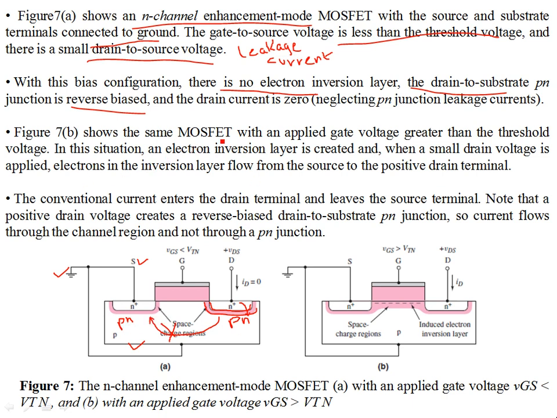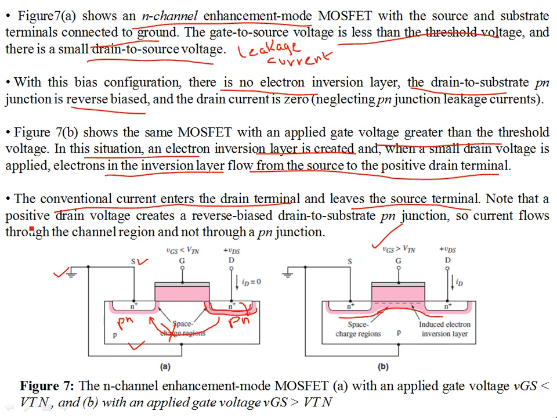So 7b shows the same MOSFET with an applied gate voltage which is greater than the threshold voltage. In this situation, an electron inversion layer is created. So if this condition is satisfied, you have the channel over here, and this channel is responsible for the conduction, the flow of charges. Since we're talking of NMOS, the channel will consist of negative charges or electrons. So when a small drain voltage is applied, the electrons in the inversion layer flow from the source to the positive drain terminal. And if you recall, the conventional current is the other way around. It enters the drain terminal and leaves the source terminal.